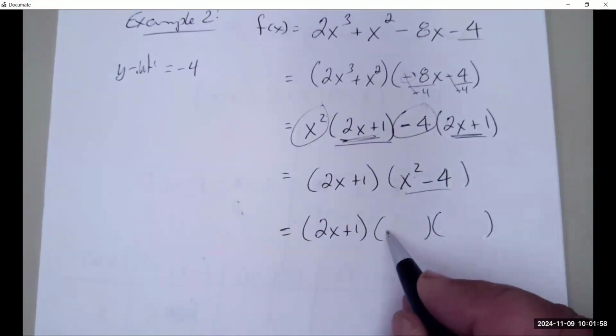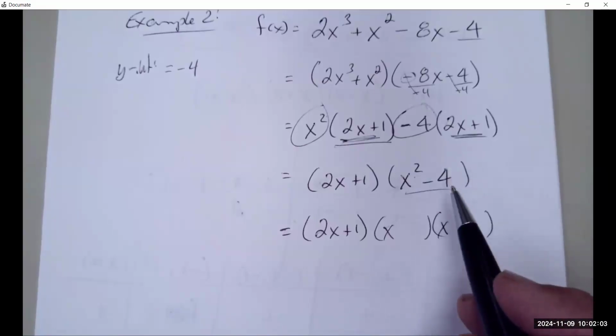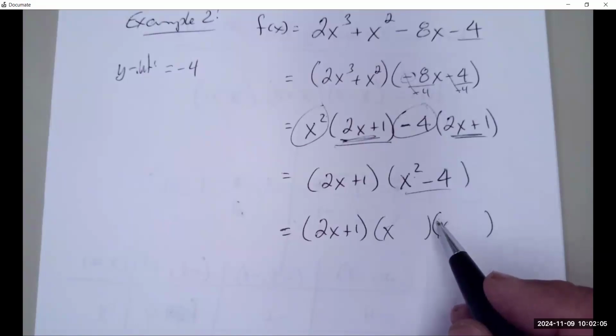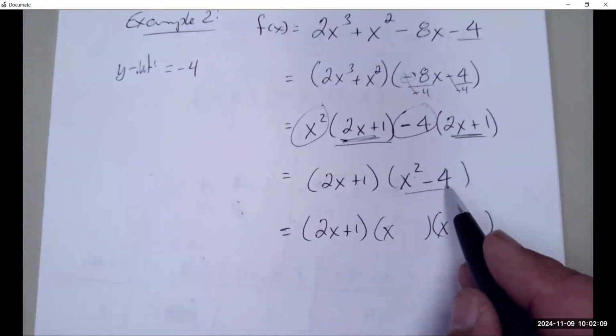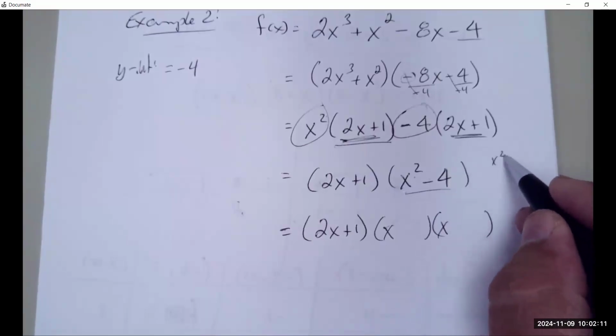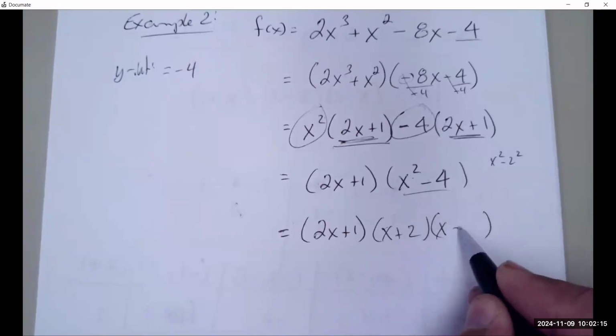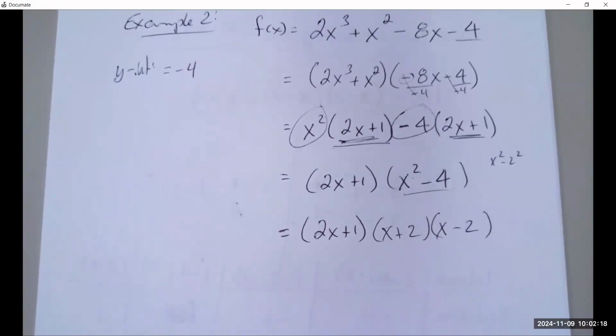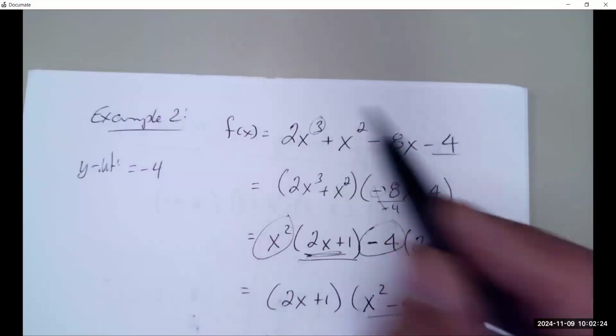X plus 4, x minus 4. No. No? I mean, x minus 4. Then look at it, it'd be 2, because this is the same thing as x squared minus 2 squared. Okay. So it's x plus 2, x minus 2. And these are our 3 solutions, which is how many we're supposed to have.